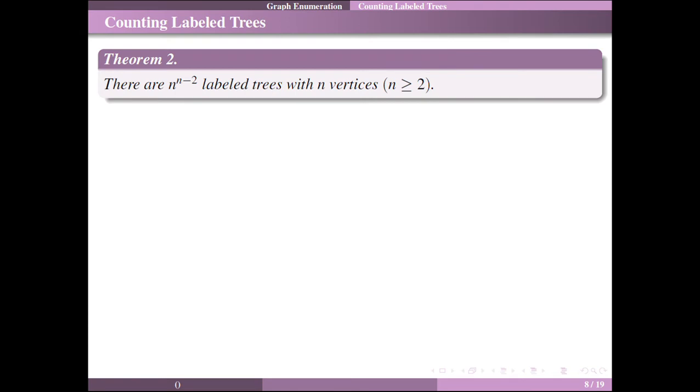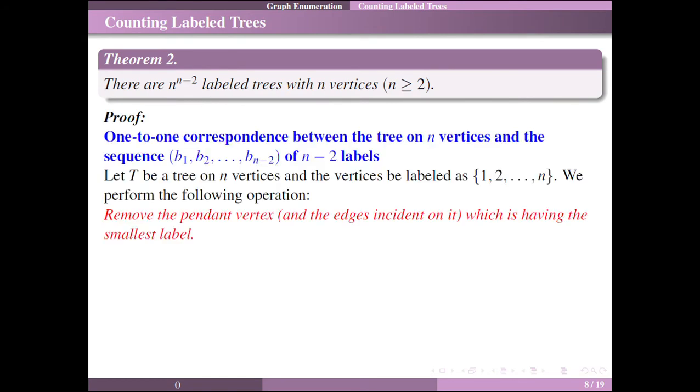We next prove a theorem which says that there are n power n-2 labeled trees with n vertices. The proof is as follows. The main objective of the proof is to show that there is a one-to-one correspondence between the trees on n vertices and the sequences of n-2 labels. So let us consider a tree T on n vertices and let the vertices be labeled as 1, 2, 3, etc., up to n. We perform the following operation.